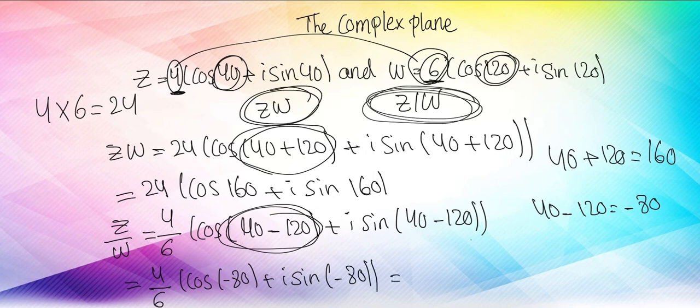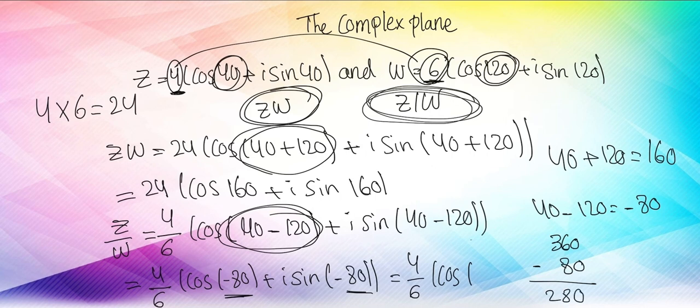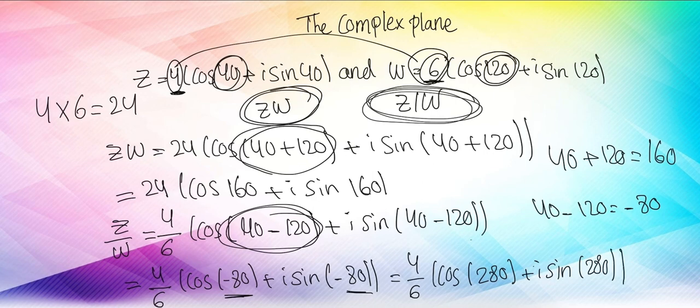And another way we write: 4 over 6 (cos, and we want to write the number 360 minus 80, because we have the minus 80. So 360 minus 80 equals 280. So the answer is 4 over 6 (cos 280 plus i sin 280). Thank you very much. That's it.